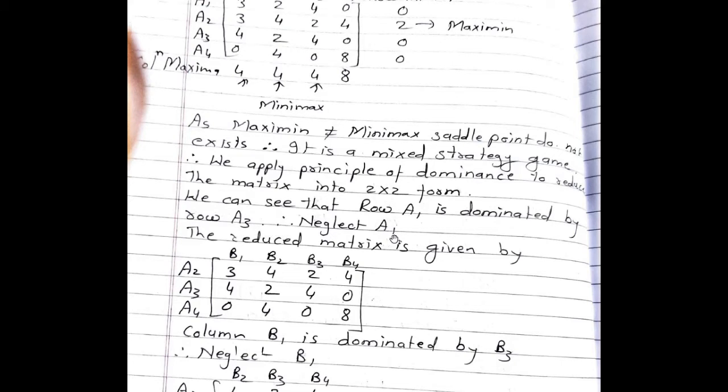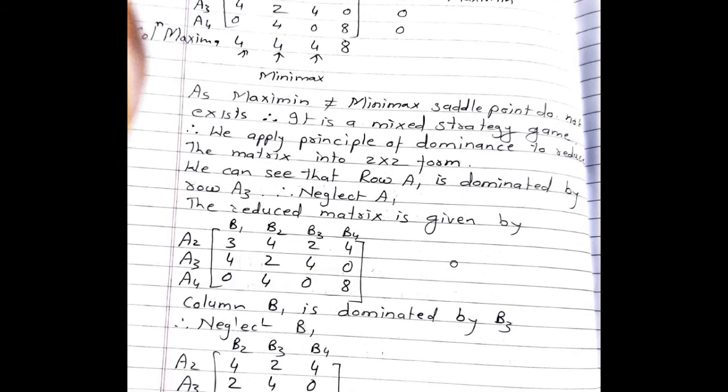Therefore, optimal strategies for A are 0, 2 by 3, 1 by 3, and the optimal strategies for B are 0, 2 by 3, 1 by 3.